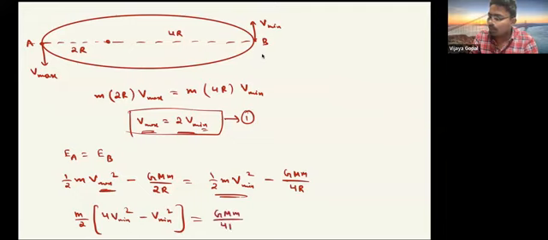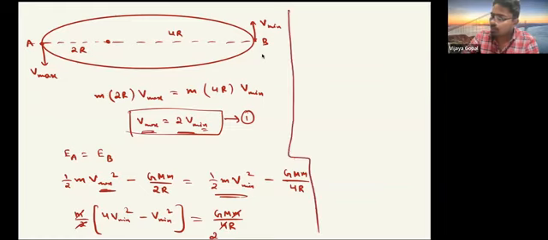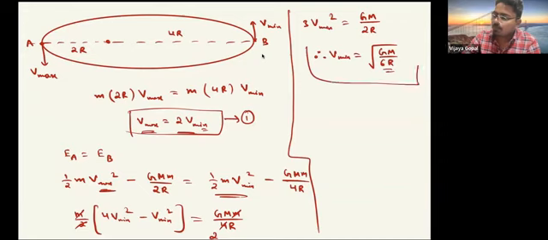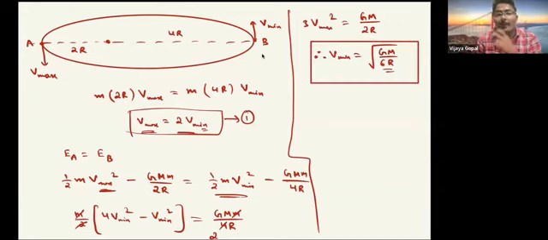Now from here, small m will get cancelled, and this is 2 times. So from here I guess you can find V minimum. 3 V minimum square will be equal to GM by 2R. Therefore V minimum is equal to root of GM by 6R. Is it clear? Understood?